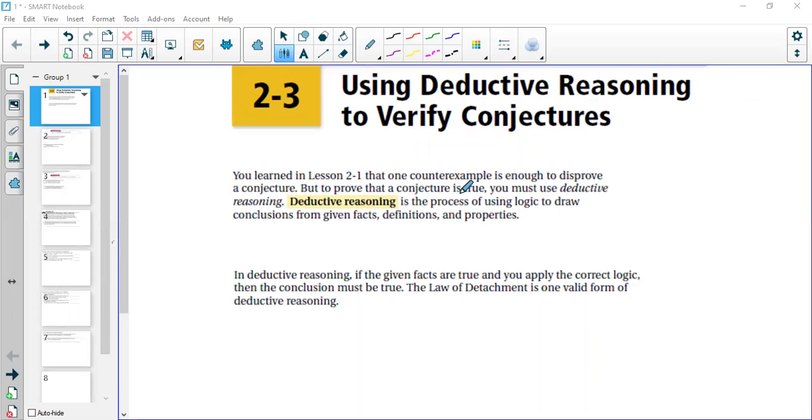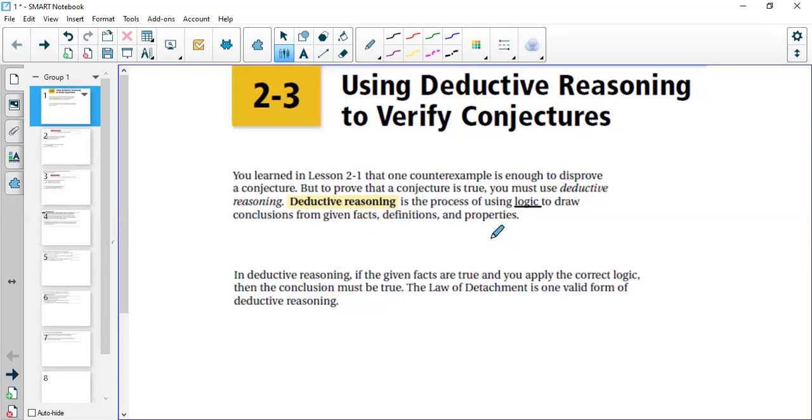But to prove a conjecture true, you must use deductive reasoning. So to prove a conjecture true, we have to give some examples to show that it is true. When we are telling that a statement is true using examples, we are doing deductive reasoning. Now, what is deductive reasoning? It is the process of using logic. Deductive reasoning goes deeper than inductive reasoning. It uses logic to draw conclusions from given facts, definitions, and properties.